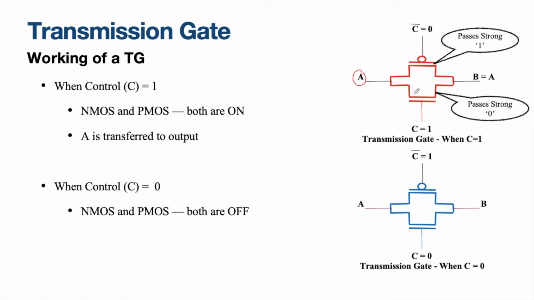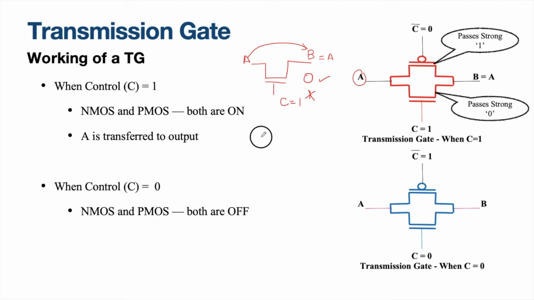What is the advantage of using a transmission gate? When we use a simple NMOS pass transistor, what happens? Here is a control signal. Here we have the input as well as the output. When the control signal is equal to 1, the pass transistor switches on, porting whatever is in input to the output, therefore output will be equal to A. But what was a disadvantage of a pass transistor? This NMOS transistor can pass a strong 0, but it cannot pass a strong 1.